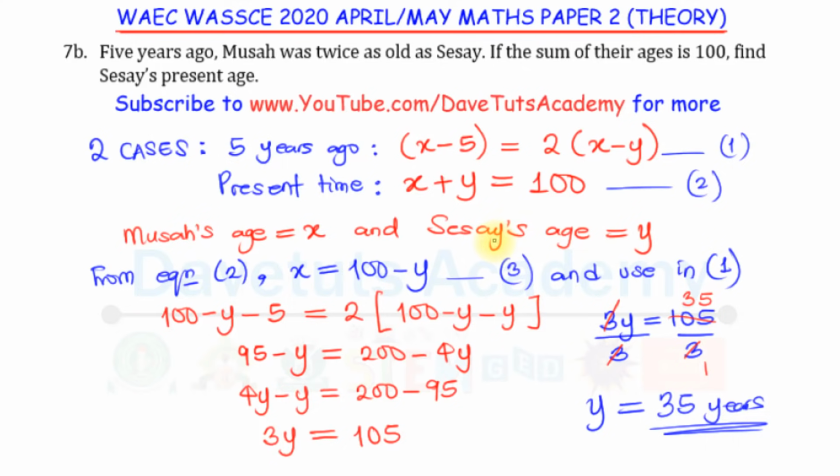Y was what we are using to denote Ceci's age. They are not asking us for Musa's age. They are asking us to find Ceci's age, and that is 35 years. So, understanding how to interpret our timeline question had helped us to simplify this question into a set of simultaneous equations in two variables. And here we just use the substitution method to substitute for the value of x from the second equation into the first equation, and simplifying, we're able to get y, which is Ceci's age, to be 35 years. And that's the solution to this question.